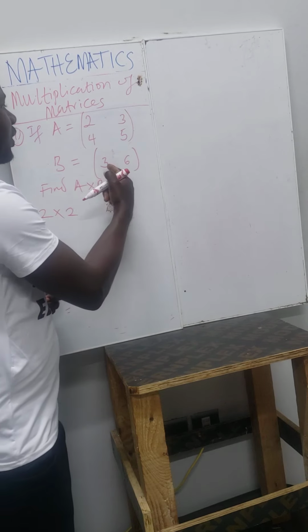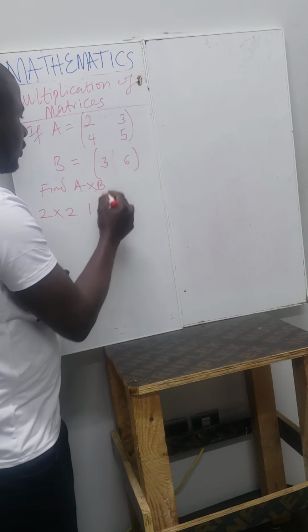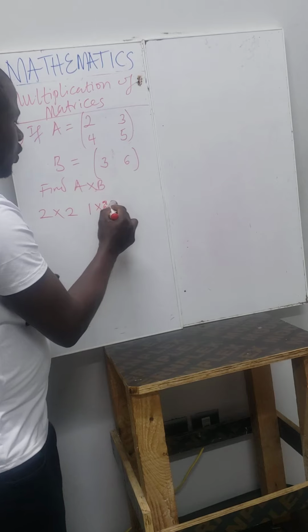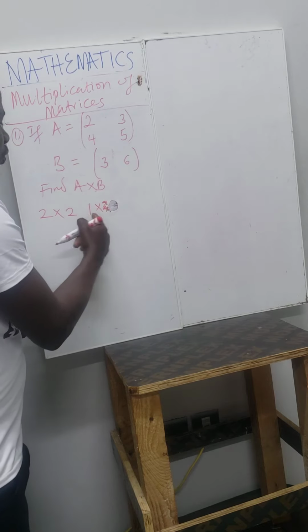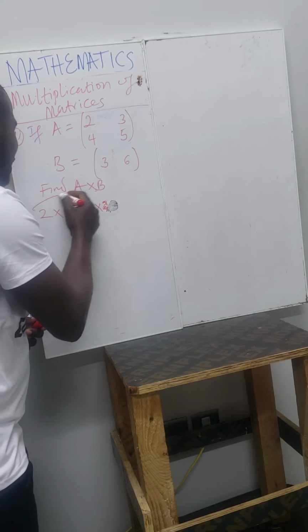Then what of matrix B? It is only one row by 2. The first one is 2 by 2. The second one is 1 by 2. Therefore, they are not multiplicable.